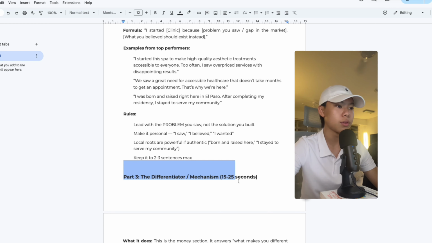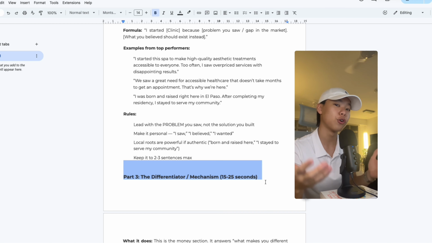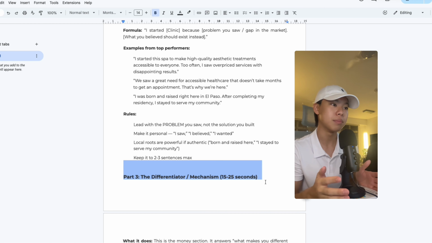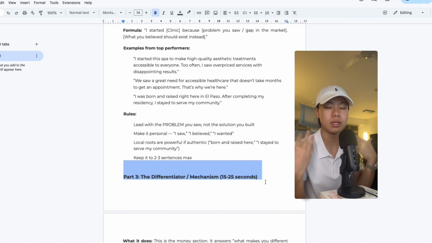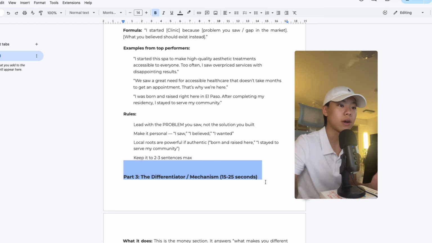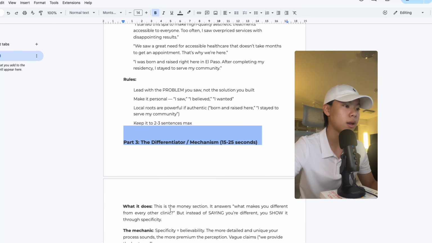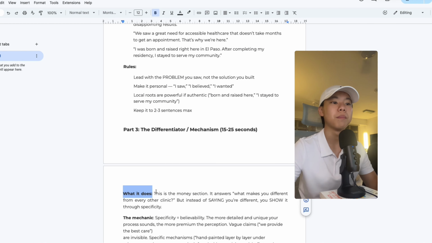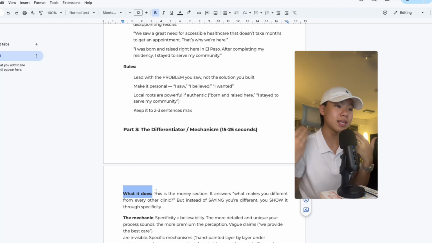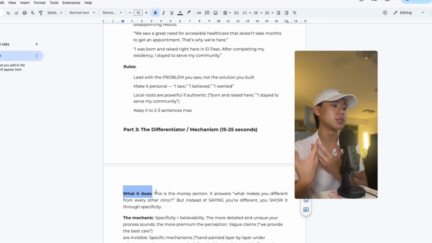Cool. So part three is the differentiator and the mechanism. You always want to have a special, unique mechanism for your specific clinic. It can be anything that you think is unique for your own clinic. This is going to be 15 to 25 seconds of the video ad. So what does this section do? It answers what makes your clinic different from every other clinic out there. But instead of saying it, you're just showing it through specificity.